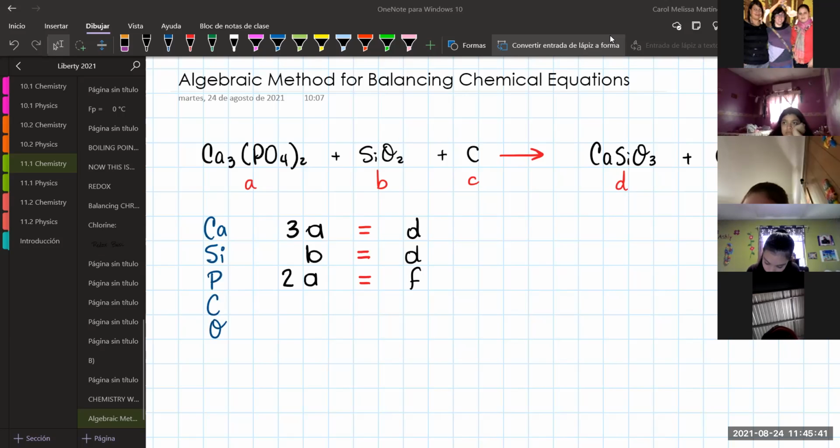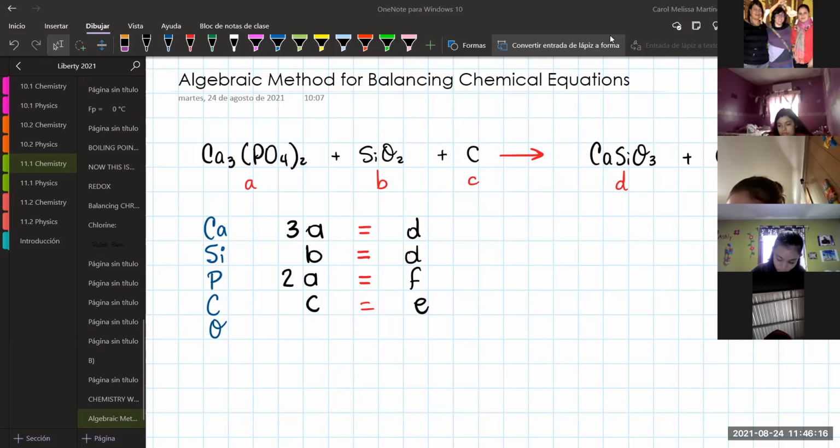Now for carbon, how many carbons do I have in the reactants? 1. Located in what position? C. C equals to what? 1 carbon located at E. And 1 as a coefficient is invisible, so you can leave it like that.